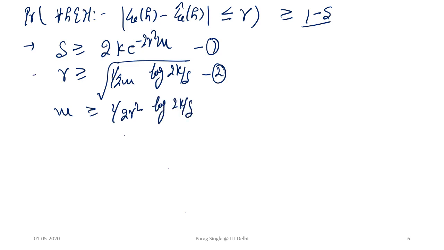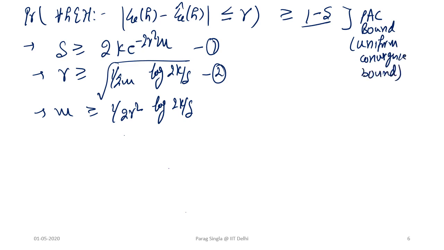So to achieve the above bound, which is also referred to as the uniform convergence bound, because it is stated in terms of all hypotheses belonging to the hypothesis space, we can choose either of these equivalent expressions, where the bound on the values of one parameter is written in the form of the other parameter. Okay, great.